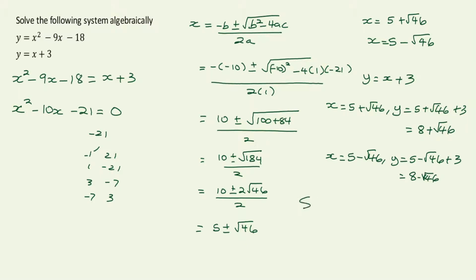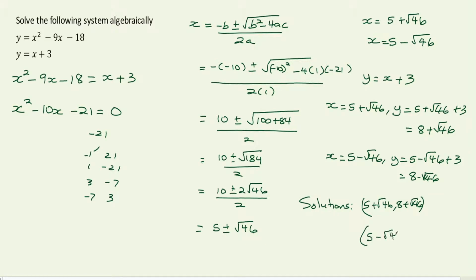So the solutions we have are 5 plus square root of 46, 8 plus square root of 46. We also have 5 minus square root of 46, 8 minus square root of 46. So this is how you would apply the algebraic method to solving a system of quadratic and linear equations.